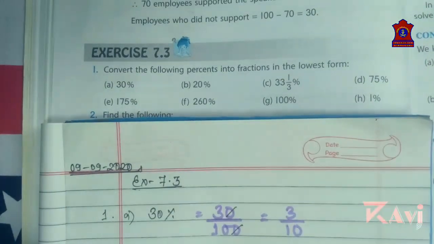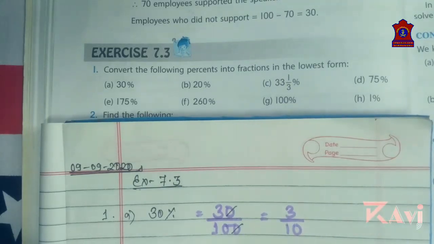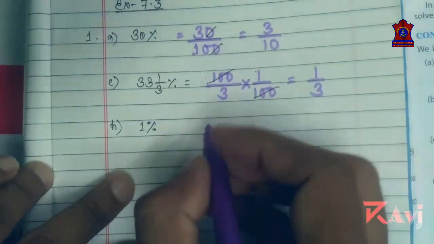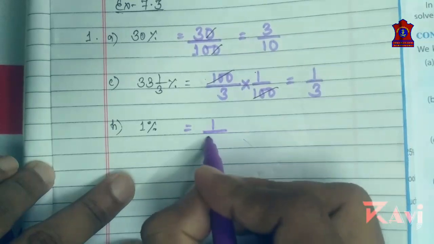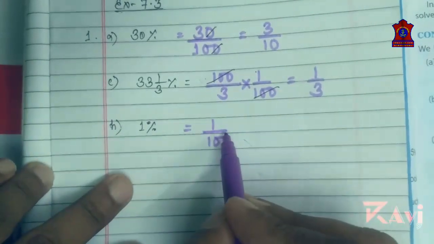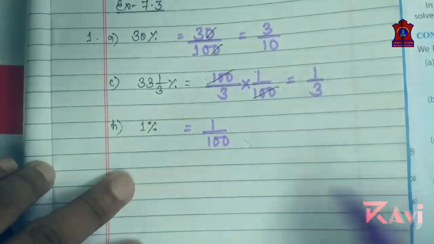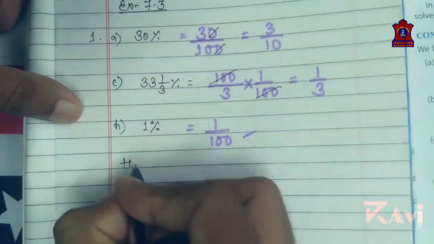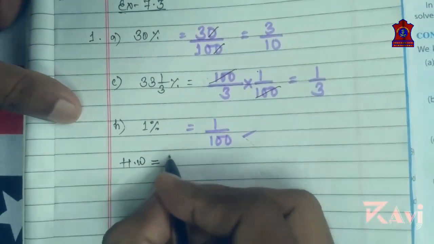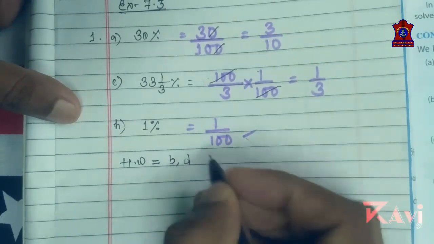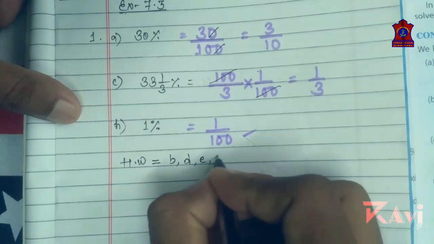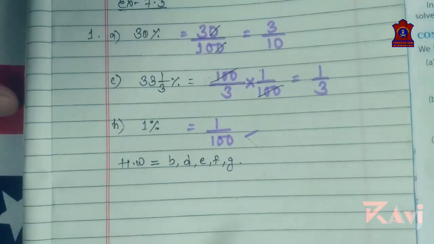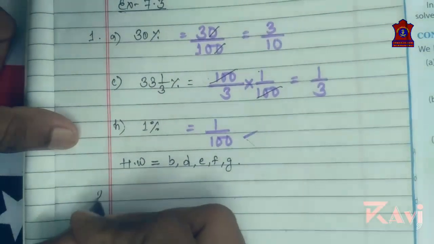Question number H. What is given in question number H? 1%. Clear? 1% can be written as 1 by 100. Can we reduce this to the simplest form? No, it is already in simplest form. So this is the answer only. Clear? Okay. So the rest of the questions from question number 1 you will be doing as homework: B, D, E, F, G. You will be doing these as practice. Okay. Now move to question number 2.